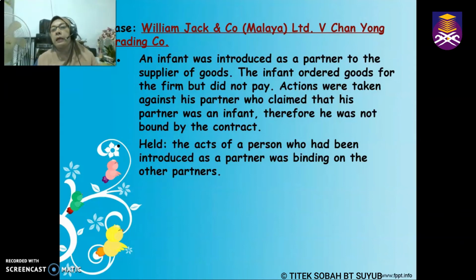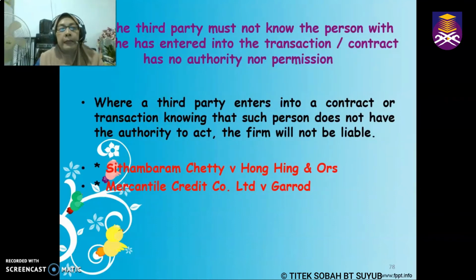And the adult partner was made liable to pay for the said goods because he is the one who made other people believe that the minor is actually his partner. And number 4, the third party must not know that the person with whom he has entered into the transaction or contract has no authority or permission to enter into the contract. Meaning outsiders do not know that this person does not have the authority.